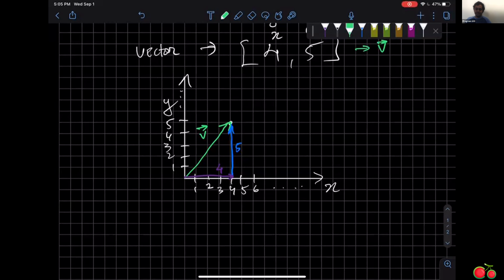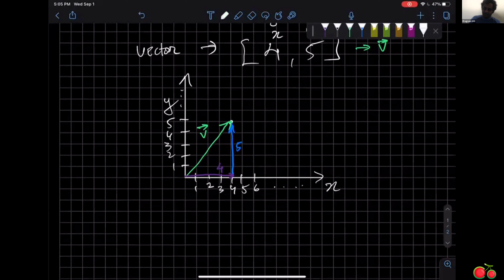Okay, so basically what's happening is I'm taking, on this two-dimensional coordinate system, 4 steps to the right, and then I'm going up 5 steps. Okay, so when I go to that specific point, which is this point, I'm basically drawing an arrow from the center, from the center 0, 0 all the way to that point. That's basically a vector.